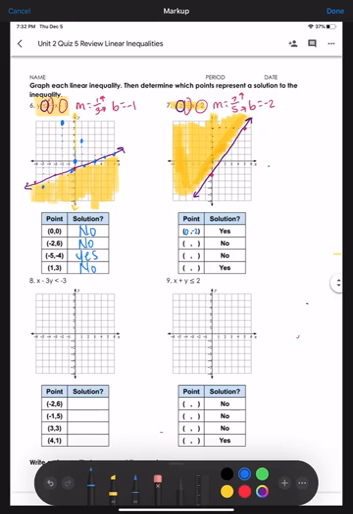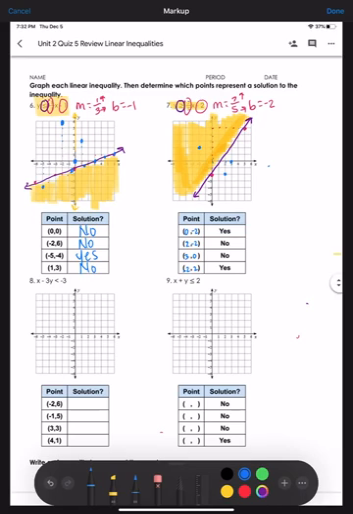Next, it wants me to give a point that's not a solution. So how about this one right here? It's not in the shaded region, so (2, -2) is not a solution. Another one that's not a solution would be here, (3, 0). And then another point that is a solution, I could pick right here, which is (-2, 2). So you could have picked any numbers that are either in the shading if they are a solution, or not in the shading if they're not a solution.